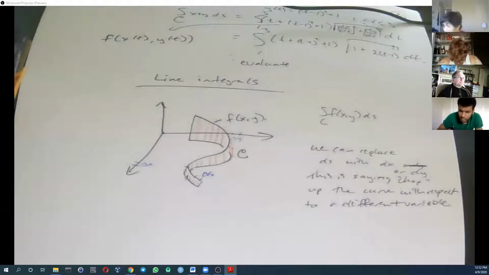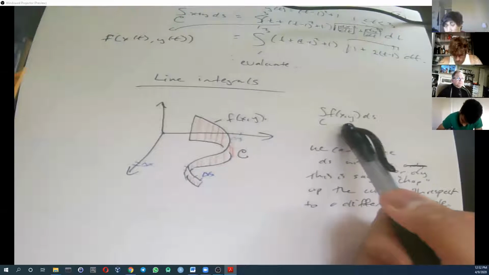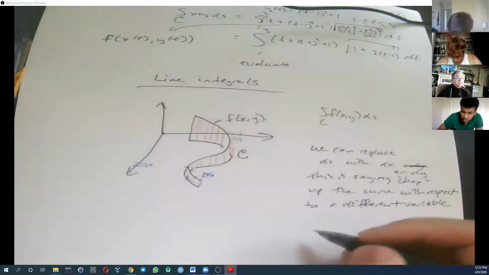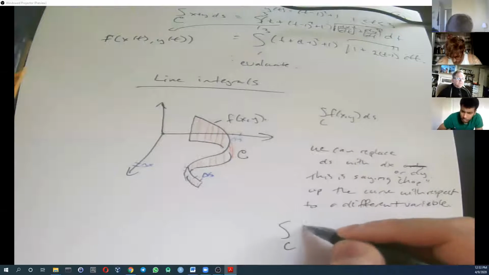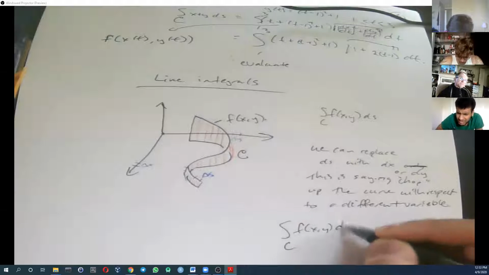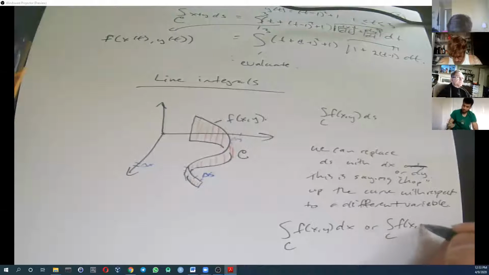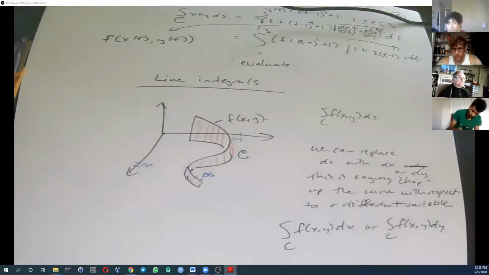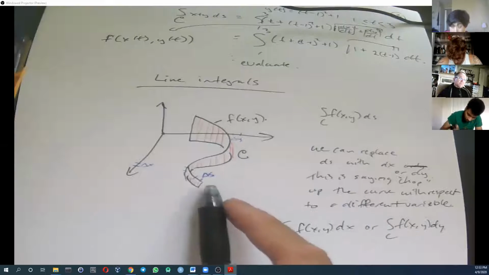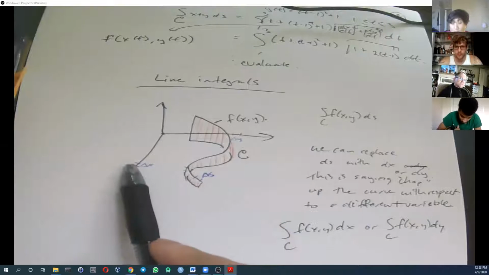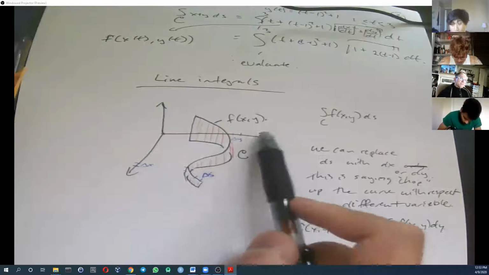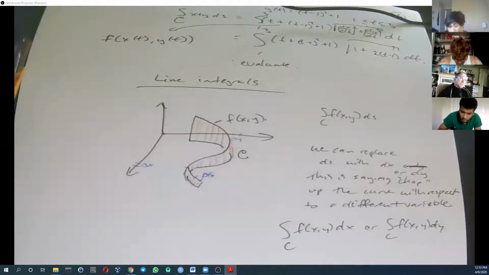Right. So we computed this integral here. We can also compute the integral of f of x dx or the integral over c of f of x dy. It's exactly what we just described. Instead of chopping up along the length, we're going to chop up parallel to the x-axis or parallel to the y-axis. Okay? So what does this mean geometrically?